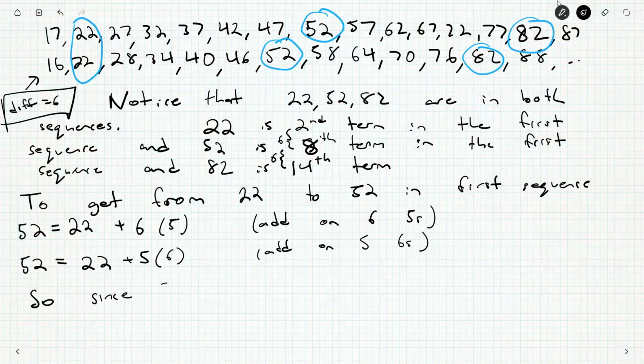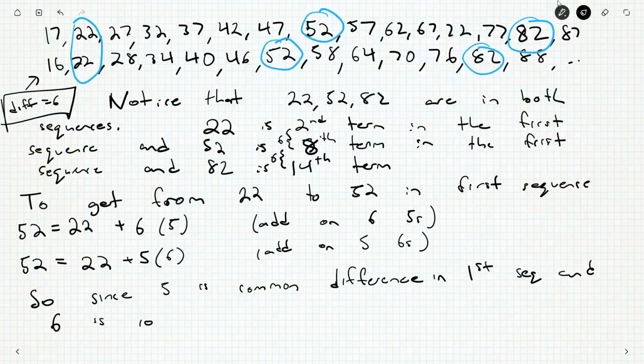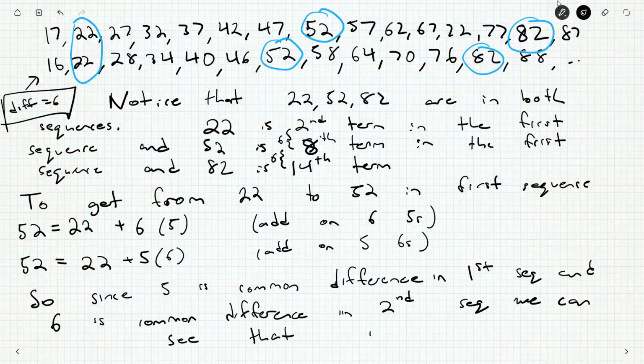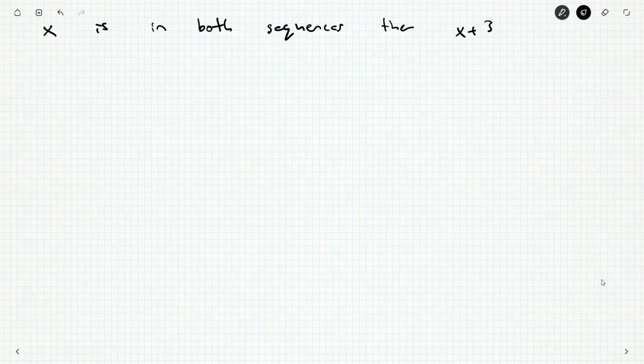So since 5 is a common difference in our first sequence, and 6 is a common difference in our second sequence, we can see that, I'll go to the next page for this statement, if x is in both sequences, then x plus 30 is in both sequences.